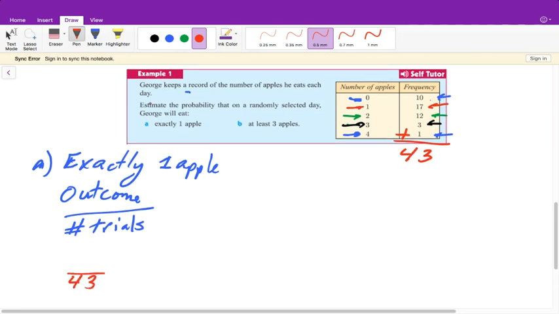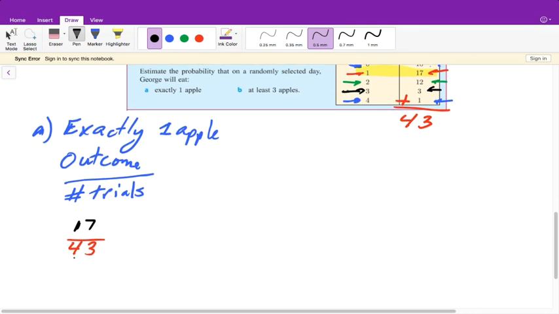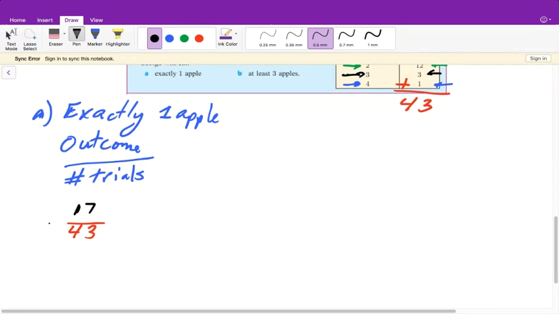Well, how many days did he eat exactly 1 apple? Here's the 1 apple, and he ate it for 17 days. So that means we will look at 17 divided by 43. All right, so now it asks us to estimate the probability. And once we see the probability, that means we are going to be doing an experimental probability. So that means we need to write it a specific way. So we will write P because we're talking about probability.